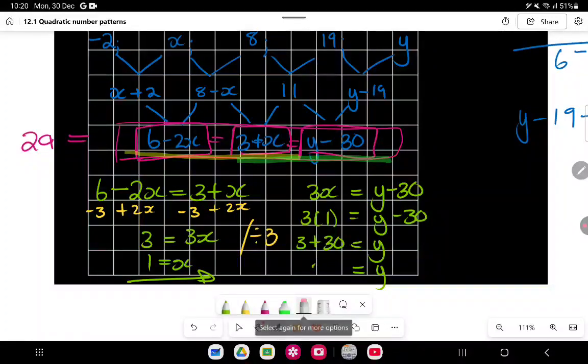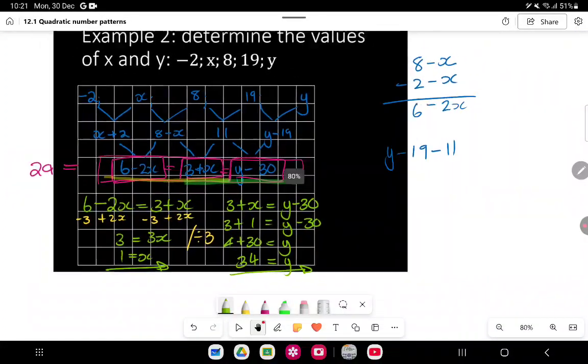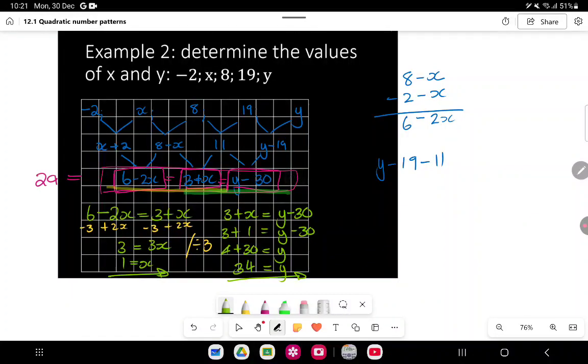I wrote this wrong. This should be 3 plus x, which means this should be 3 plus 1, which is 4. So y is equal to 34. So in example number 2, we solve for x and y by using the rule that 2a is the second difference, and therefore everything in that line is equal to each other.